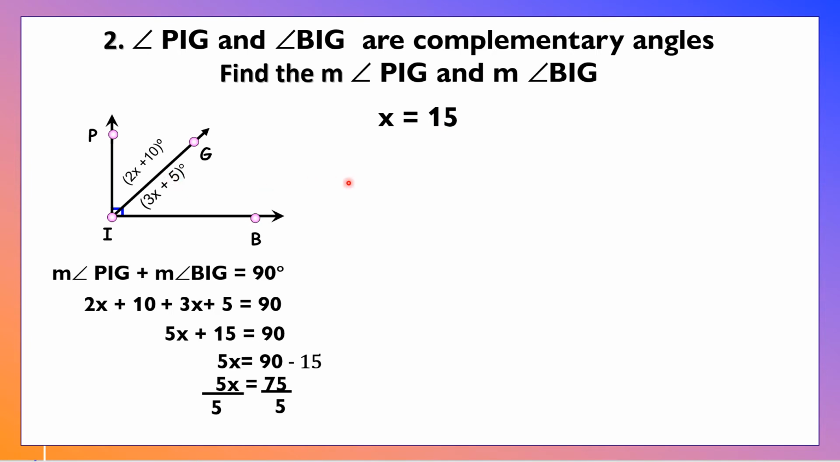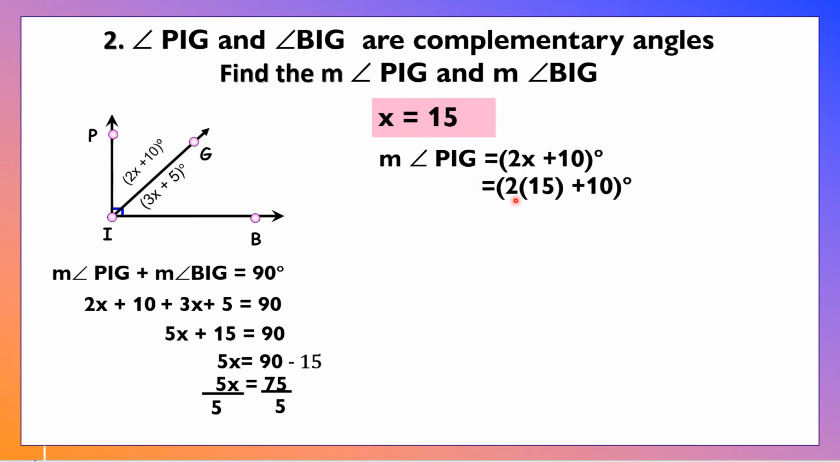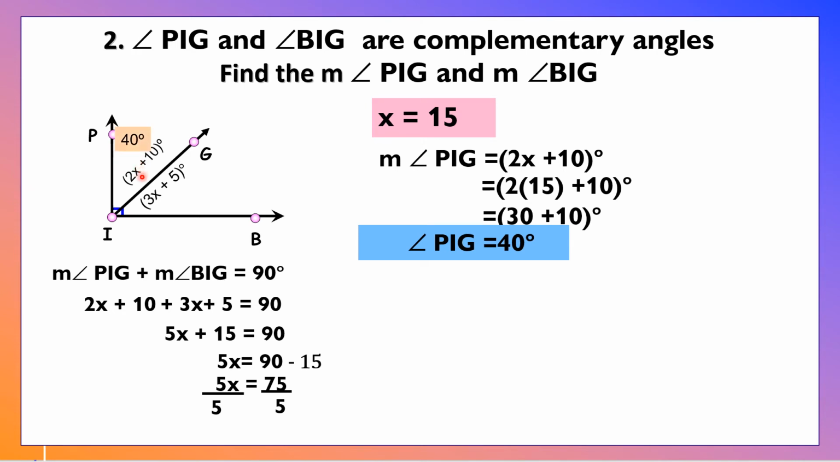So, angle PIG is equal to 2x plus 10. Ito yon. Then, substitute lang natin yung value ng x. So, we now have 2 times 15 plus 10. So, 2 times 15 is equal to 30 plus 10. So, that is equal to 40. So, that means angle PIG is equal to 40 degrees.